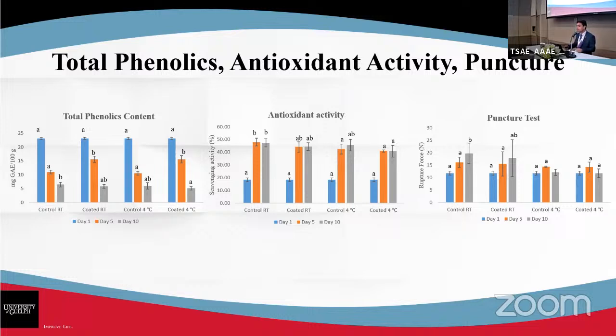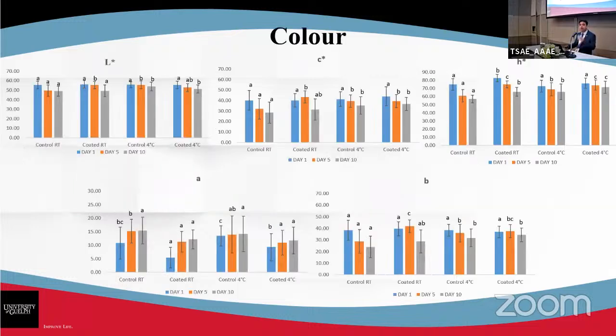and we saw a gradual increase at room temperature. However, at control, there was an increase and decrease. The increase might be because of the moisture loss, whereas at the control at 4 degrees, we saw an increase and decrease. Maybe at the end, it becomes a little bit fluffy, and it lost some of the firmness.